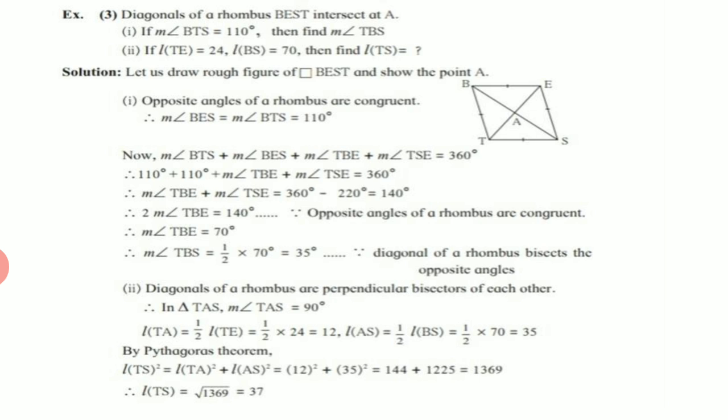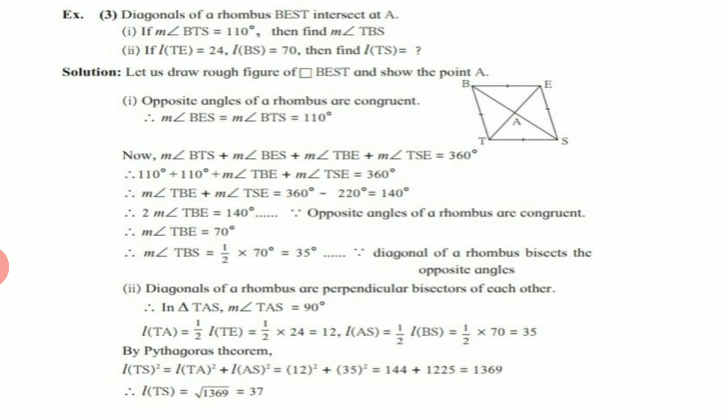Opposite angles of a rhombus are congruent. Measure of angle BES is equal to measure of angle BTS, which is equal to 110. We know that the sum of the measures of all angles of a quadrilateral is equal to 360 degrees. Therefore, measure of angle BTS plus measure of angle BES plus measure of angle TBE plus measure of angle TSE is equal to 360 degrees. If we put in the values, then we get measure of angle TBE plus measure of angle TSE is equal to 360 degrees minus 220 degrees, which is equal to 140 degrees.